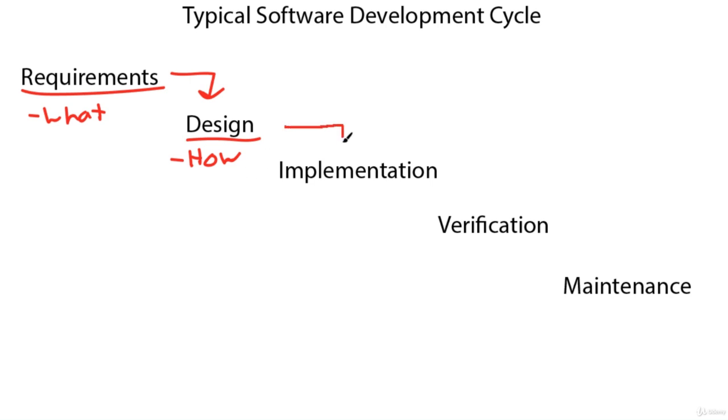After you go to design, we jump down into the implementation. And everyone knows what implementation is. Implementation is you just build the thing. So you've done all the planning. Everyone's on the same page.